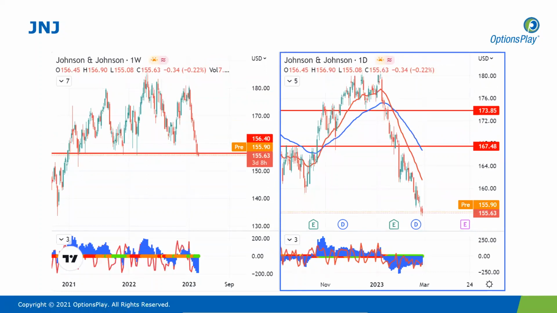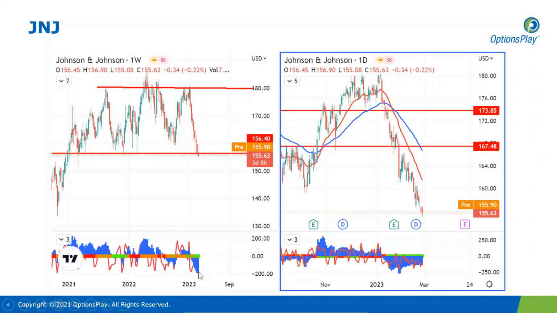Okay, taking a look at Johnson & Johnson. So this is part of the healthcare sector. And overall, it has performed quite poorly in the last few months. You can see on the weekly time frame, after price reached 180, a major area of resistance, it's just been a one-way ticket all the way back down to 155. Very strong bearish move here, very limited retracements.